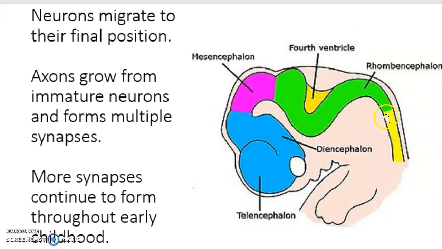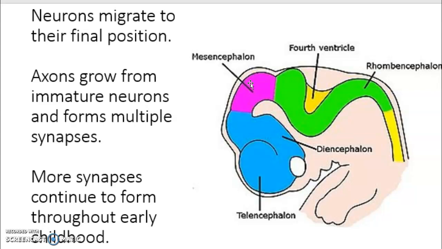Down here in yellow, this is where your spinal cord continues. All up in here, this is where the brain stem starts to form. Cerebellum and cerebrum will start to form in this region. And so this neural tube starts to differentiate to the central nervous system. That's your brain and your spinal cord.